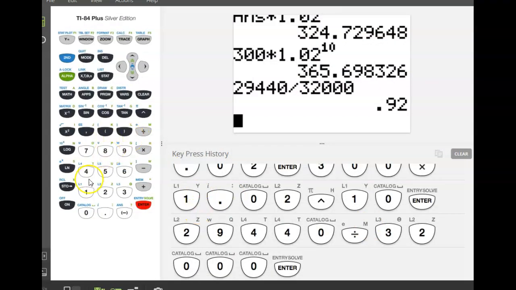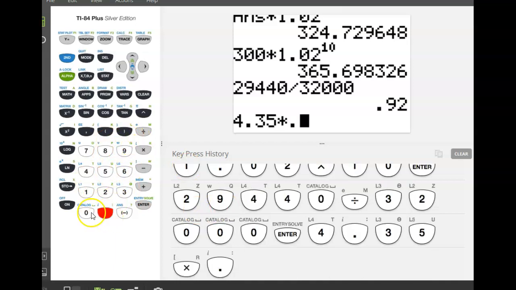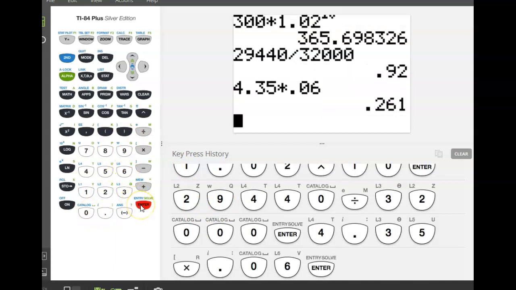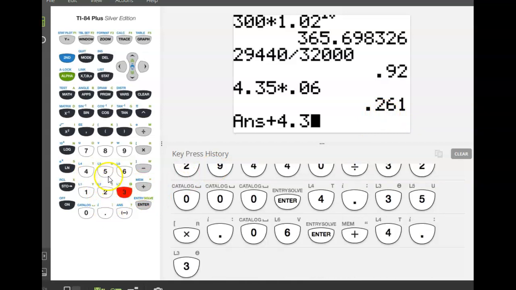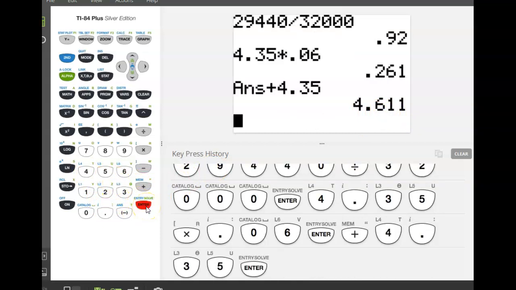If we take $4.35 times 0.06, we're finding what's 6%. So that means this is how much our price has increased. If we add that back to the original, we get $4.61. We don't need that last place value because we're talking about money.